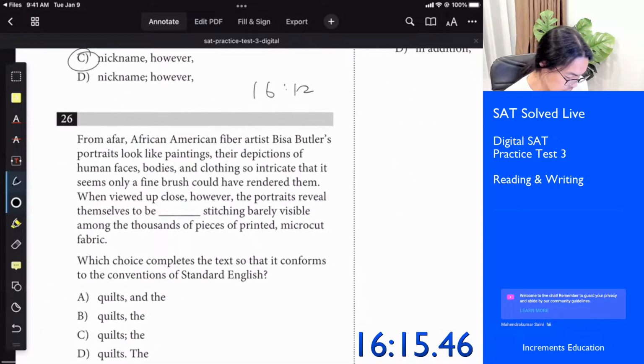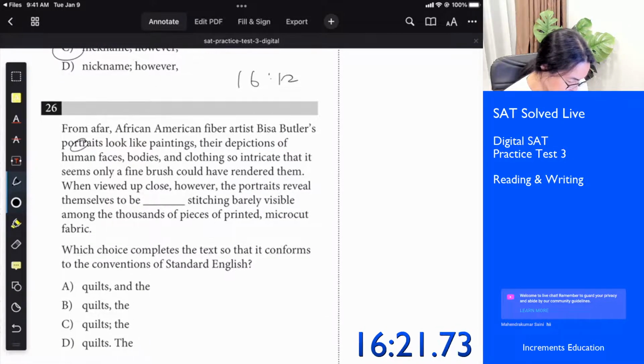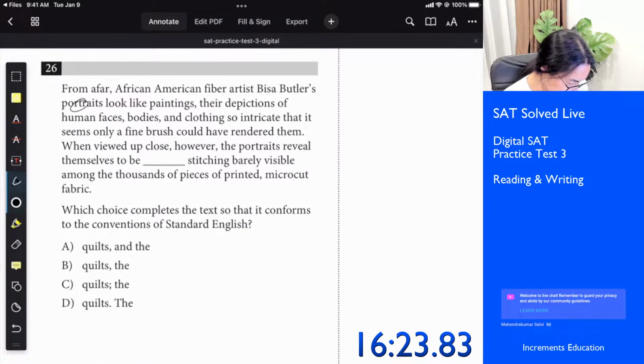Okay, from afar, African American fiber artist Butler's portraits look like paintings. Their depictions of human so intricate that, okay, when viewed up close, however, the portraits reveal themselves to be quilts. The stitching barely visible among the, okay, microcut. Yeah, cool. That's an absolute phrase.